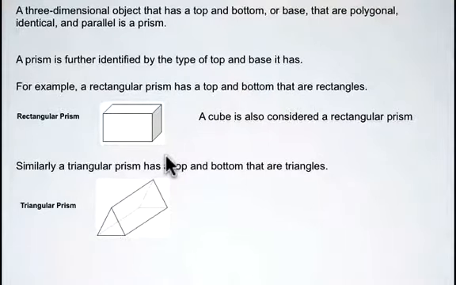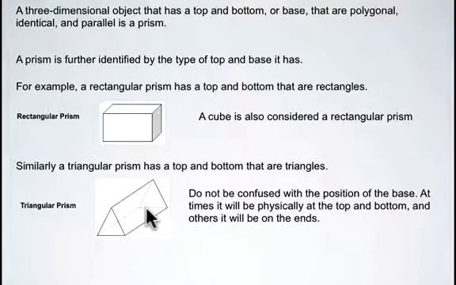Similarly, a triangular prism has a top and bottom that are triangles. In this instance, you might not think that this would be the top and bottom. That may vary. As long as you can look at two ends and see that there are triangles, you'll be dealing with a triangular prism. So do not be confused with the position of the base. At times it will be physically at the top and bottom, and others it will be on the ends.